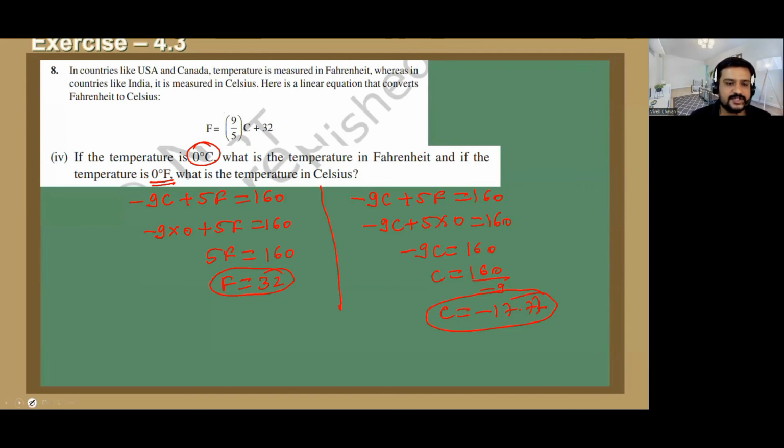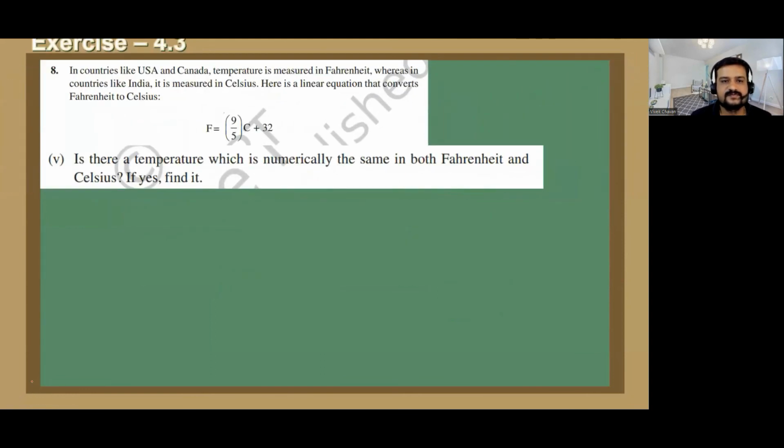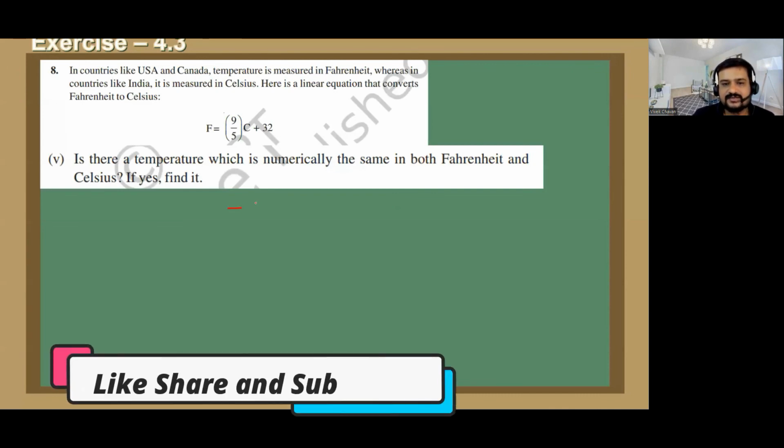Okay, the last question of this exercise, we'll see that also. Is there a temperature which is numerically the same in both Fahrenheit and Celsius? If yes, find it out. So how will we get that value? See, our equation is what? Yes, who will tell me how we will get that value?